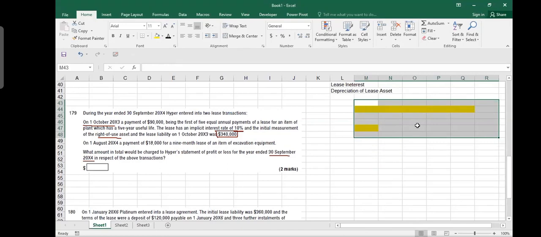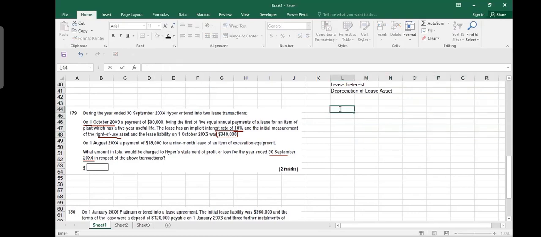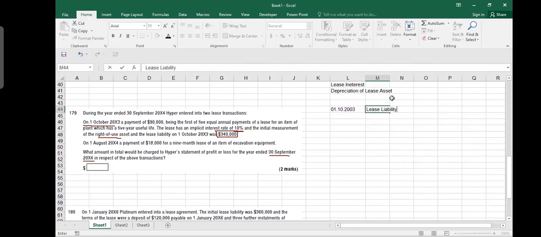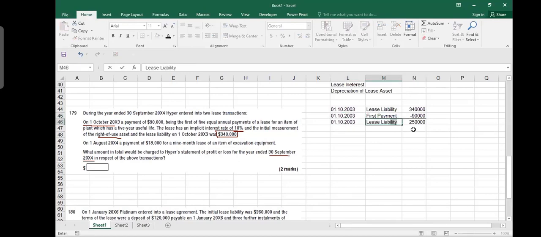So how should I be doing this? I just explained to you what the present value is. So I would say that on 01/10/2003, this is the beginning of the year, my lease liability is 340,000. And on the same day, we made the first payment, which is equal to 90,000. So your lease liability remains as 250,000. So this is your liability. On 1st of October, your lease liability is 250,000.